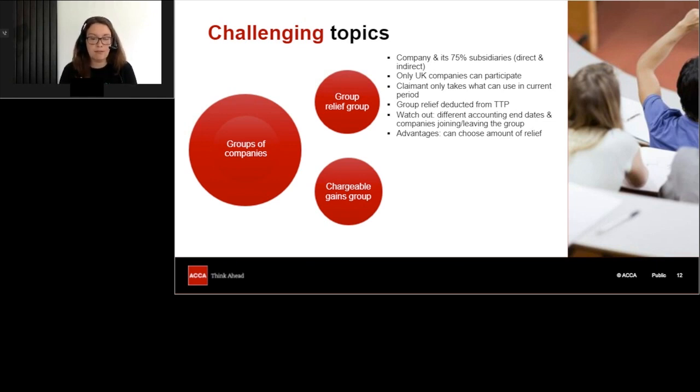Once you have established the maximum amount that can be shared between one company and another, one of the big advantages of group relief is that you can actually choose any amount up to that maximum that you want to relieve. So that's a real tax advantage. That's a good tax planning advantage for a company.